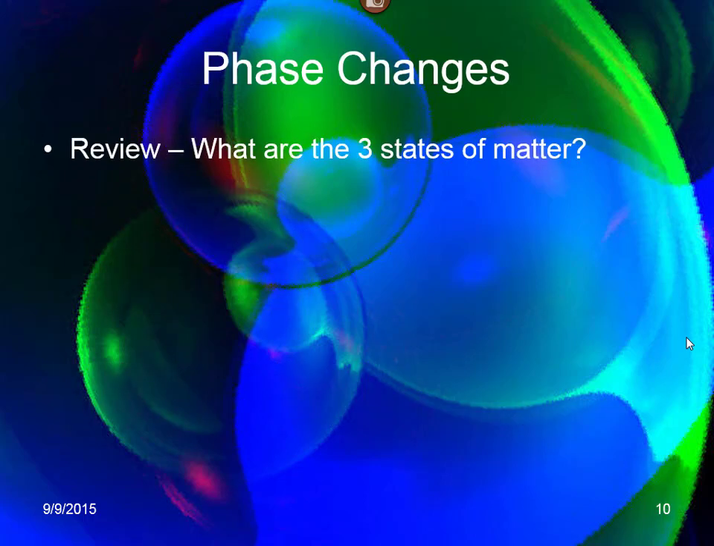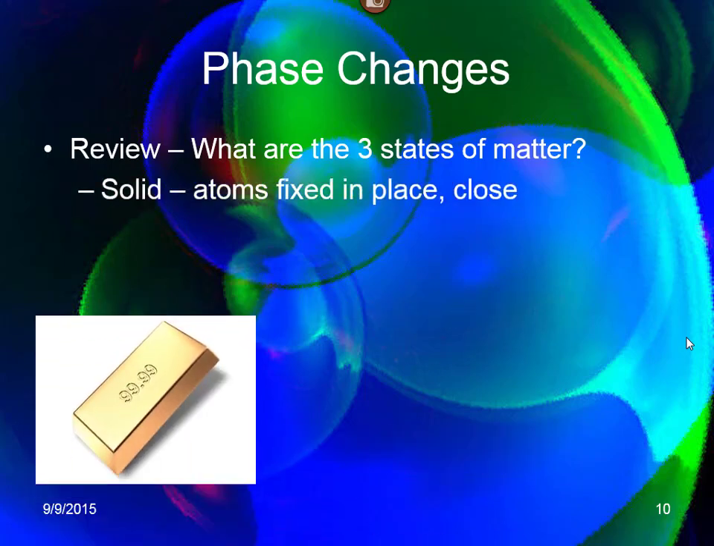So in order to understand which phase changes are going to be endo and which ones are going to be exo, we need to review some things that we know about states of matter, atoms, and molecules in those states of matter. So what are the 3 states of matter all together now? Solid, liquid, and gas. We're not worrying about plasma today.